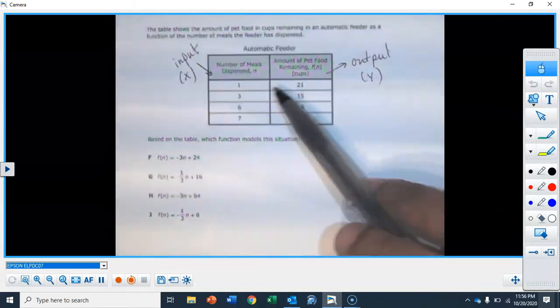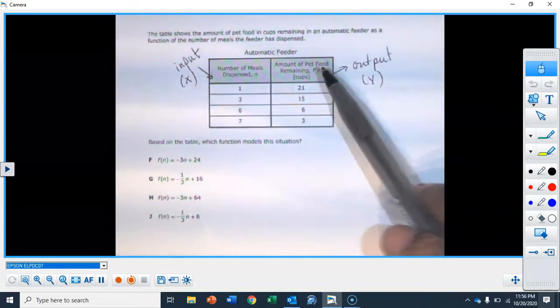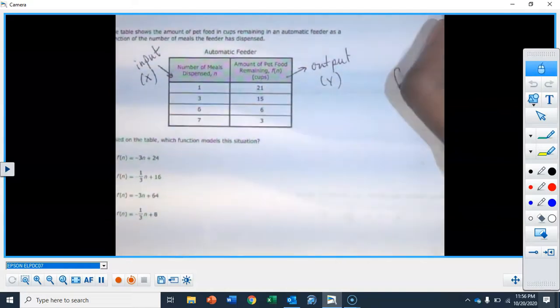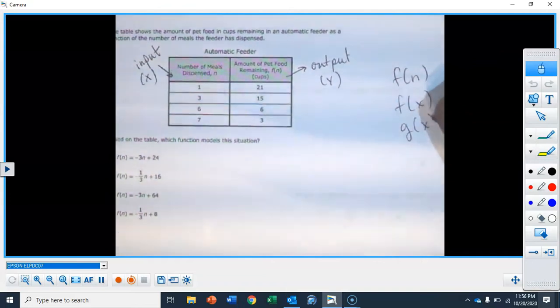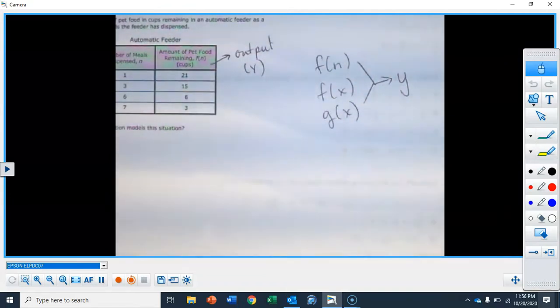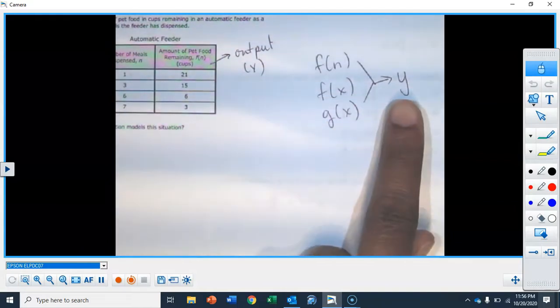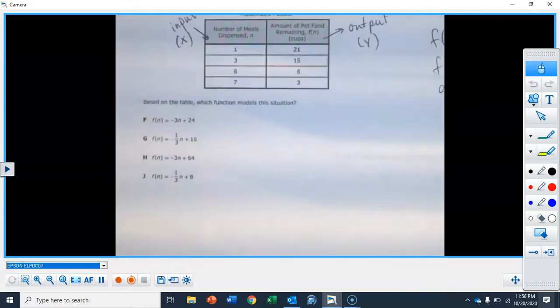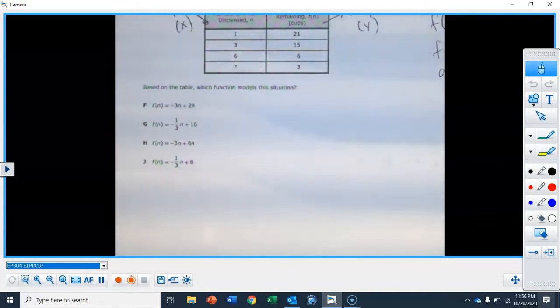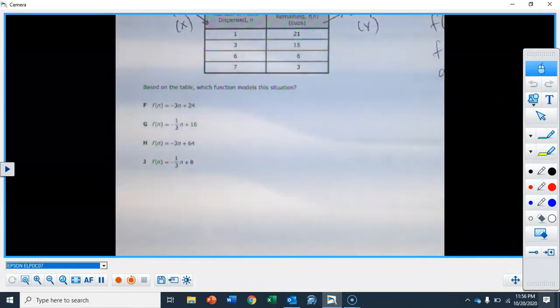But in the problem, they call it n, and then you notice it says f of n. And remember, I've talked about when you see notations that look like this, these are all y values. So anything that looks like that, you replace these with a y. All right, so now if you look at these different answer choices, we're just going to carefully plug in the different values of 3, 1, 6, and 7, but we're just going to do the first 3, okay?